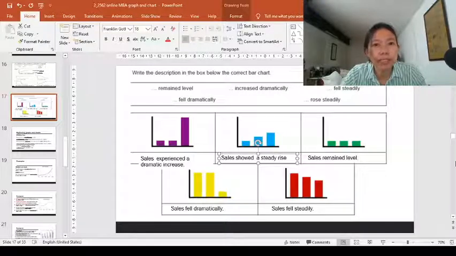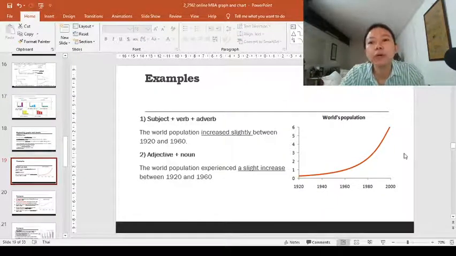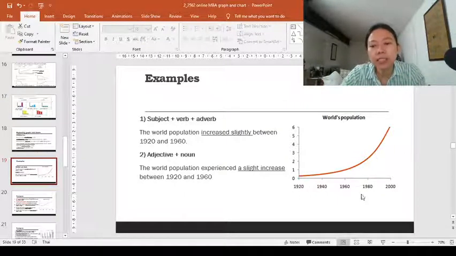So let's do some exercises together. Okay, so here are some examples about the world population. From 1920 to 2000, you can see the trends of how the world population changed. If we use subject, verb, adverb, we can write the sentence like this. We can describe the trend like this. Let's start with 1920 to 1960. The world population increased slightly between 1920 and 1960.